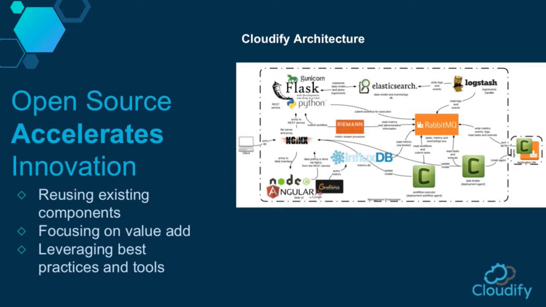The second point is that we can leverage best practices and the best tooling that are out there. You can see from this picture, Elasticsearch and InfluxDB and Logstash and RabbitMQ. So all of these best practices can actually be kept, leveraged, and again, just enhanced with additional code that brings this orchestration to life.